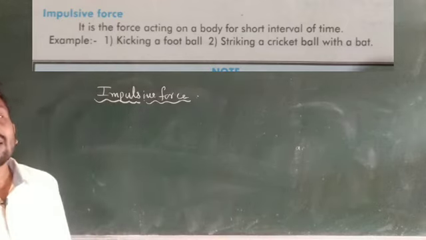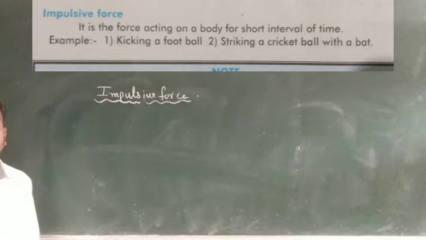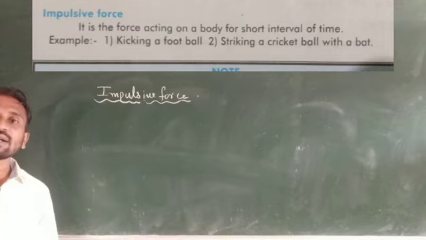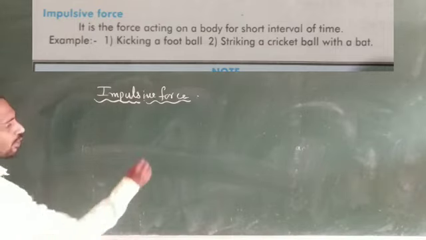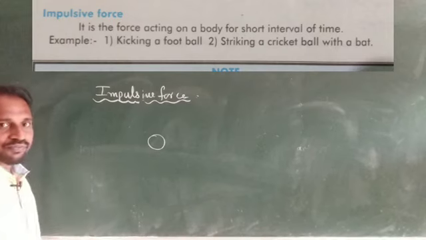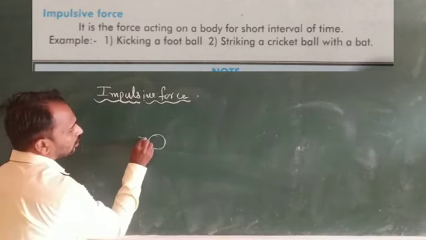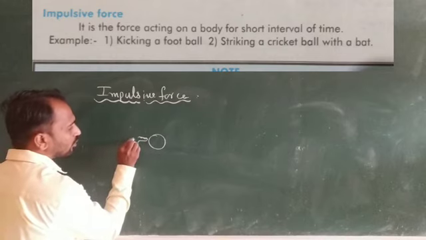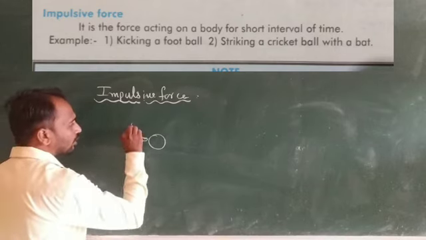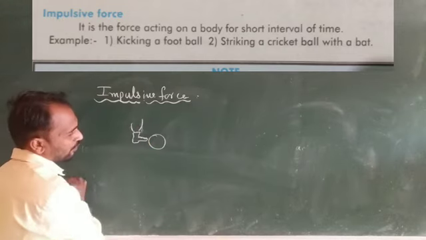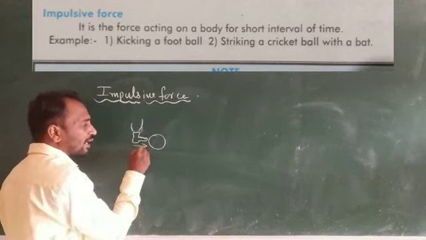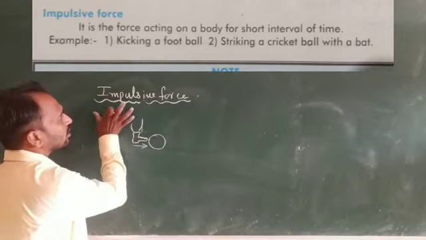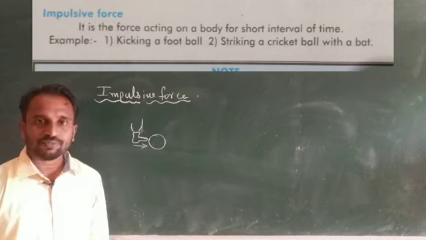For example, kicking a football or a ball striking a bat. So these are examples of impulse. For example, here we consider a football, and I will kick this football with maximum force. So a large force acts in a small interval of time. It means a fraction of a second. So that one we consider impulsive force.